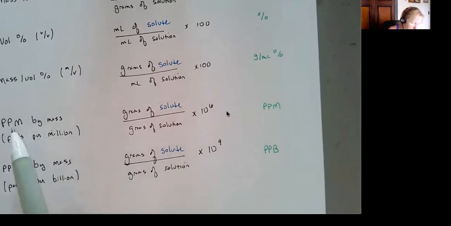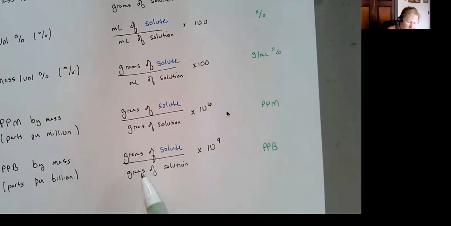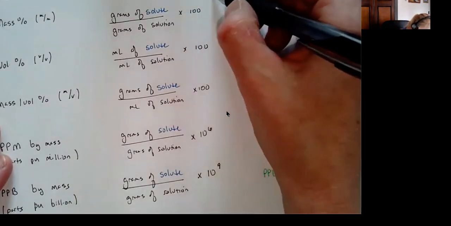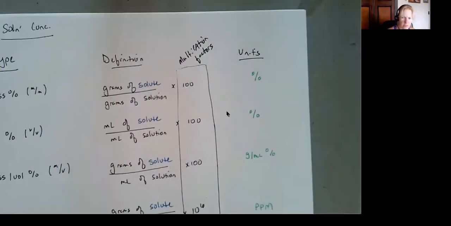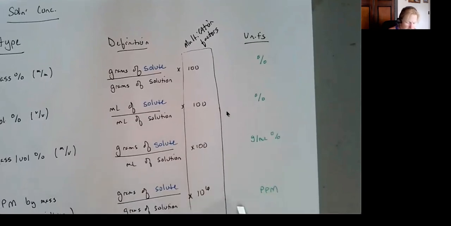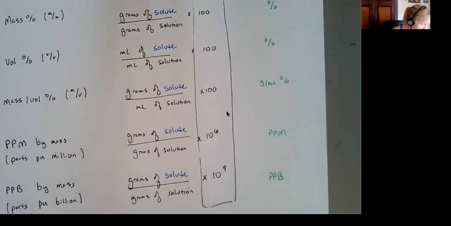I can do the same thing with parts per million by volume and parts per billion by volume; the difference is that your units are going to be different. These are always called your multiplication factors. Do I multiply by 100? Then I get percent. Do I multiply by 10 to the 6th? Then I get parts per million. If I multiply by 10 to the 9th, I get parts per billion. Okay, so that's one type.